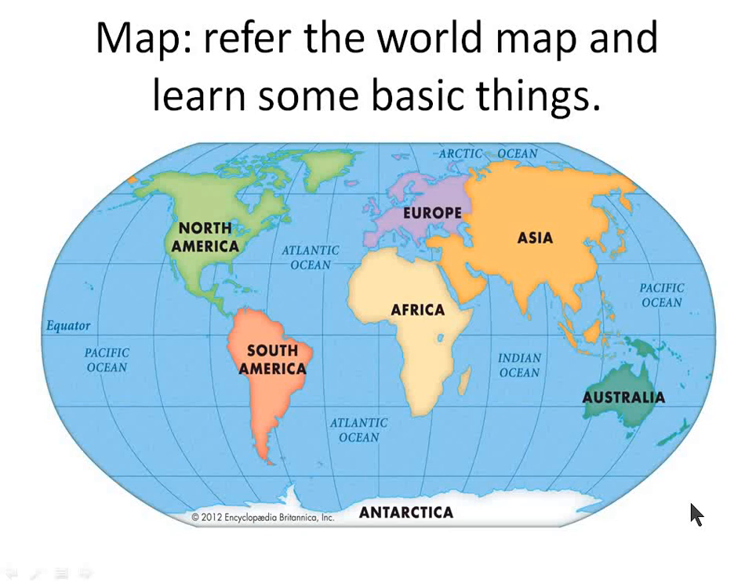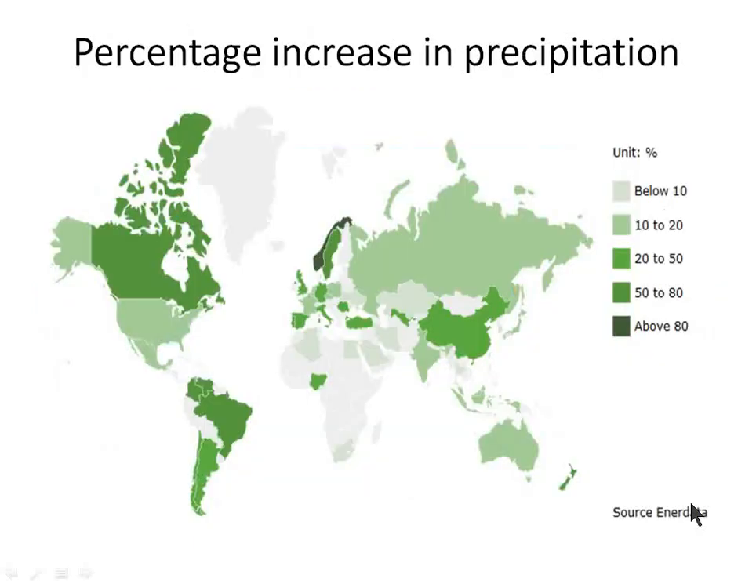But I will say just make sure you refer the world map and learn some basic things before going for the actual test. So suppose in this case, if you know the name and location of the continents, you can easily explain it. So you can say the map represents percentage change in precipitation across the world. Most of the precipitation change, that is above 80%, took place in one part of Europe. In Asia and Australia, the precipitation change was below 10%. On the other hand, in Africa, there was no precipitation change. In North and South America, the precipitation change was approximately 50 to 80%.